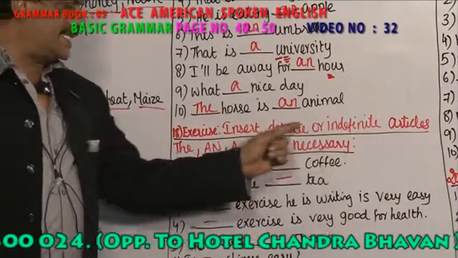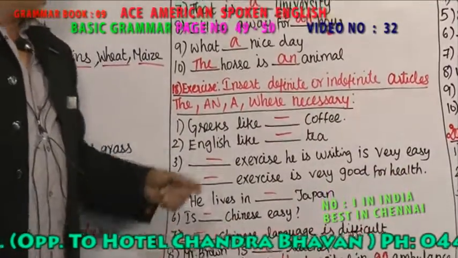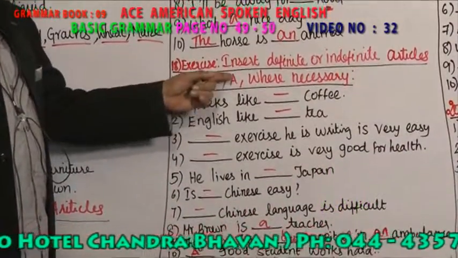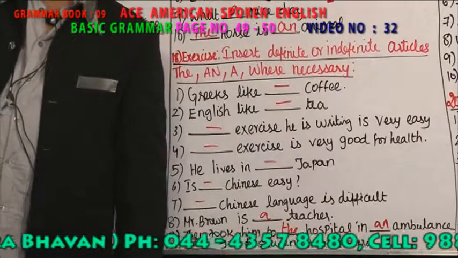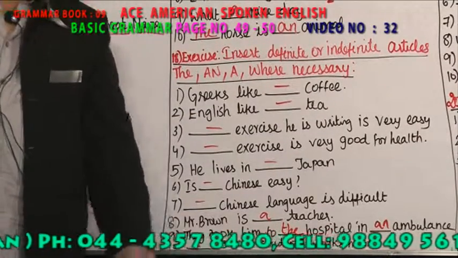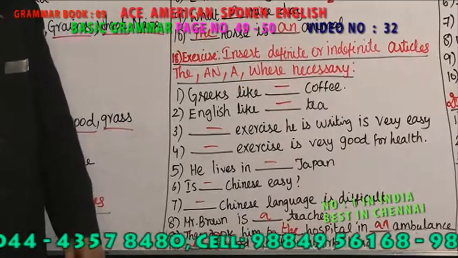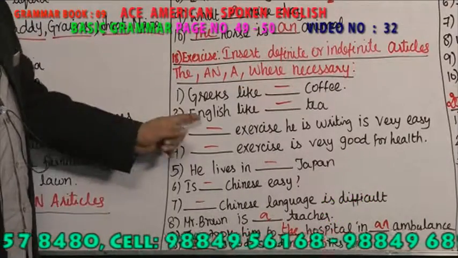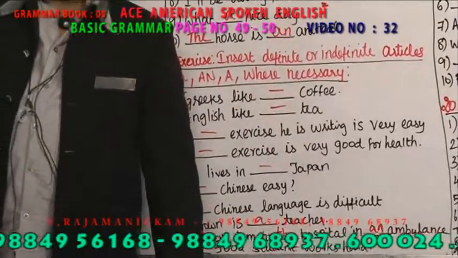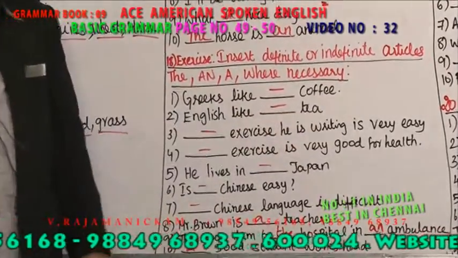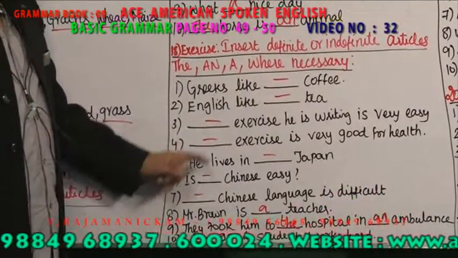So, exercise: insert definite or indefinite articles, the, a, an, where necessary. Greeks like a coffee, an coffee, the coffee: wrong. In front of liquids, you are not supposed to use articles. English like tea; English means Englishmen, Britishers. So, in front of liquids, you are not supposed to use a, an, and the.